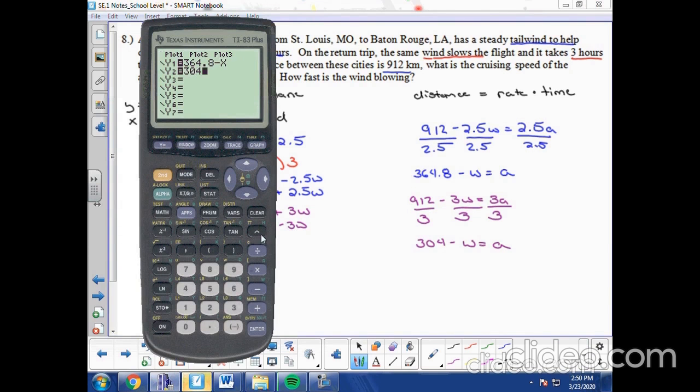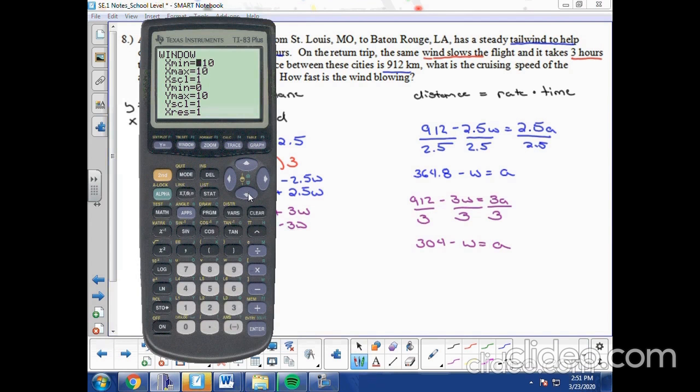minus W. So again, we're treating W as X on the calculator. So if I graph this under my normal circumstances on my calculator, I see nothing. So I need to extend my window. So I'm going to take my X minimum to 0.